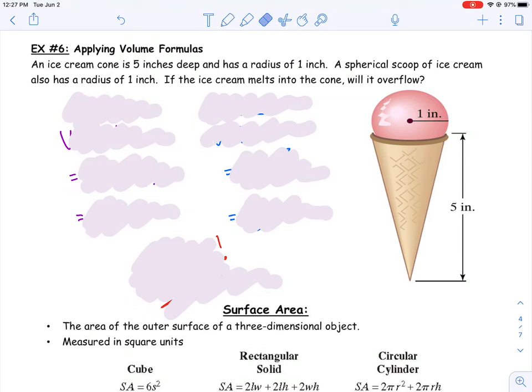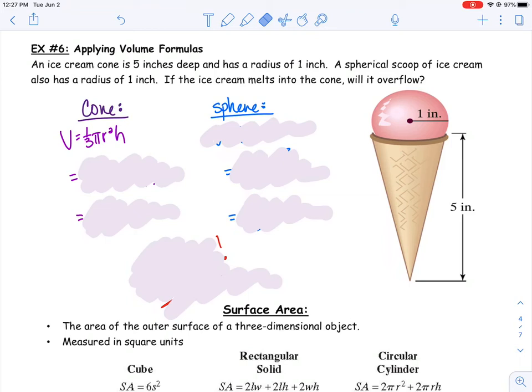So we got to do a couple different things here. We've got to figure out the volume of the cone, we've got to figure out the volume of the sphere, and then we've got to compare them. So go back, find the formula for the volume of a cone, find the formula for the volume of a sphere. You should probably pause the video, work out both of these things, and then compare them. See if you get the same answers that I do.